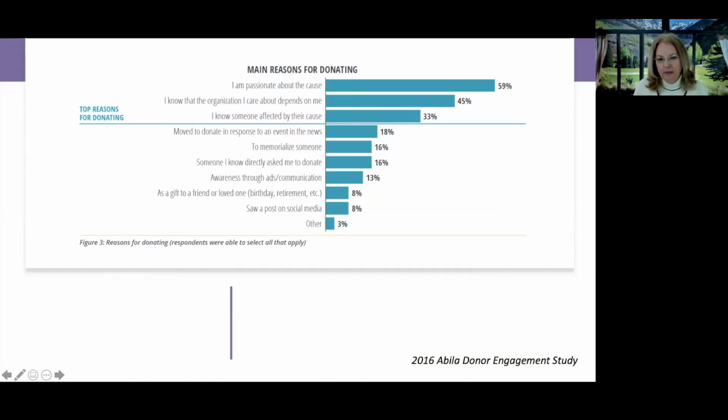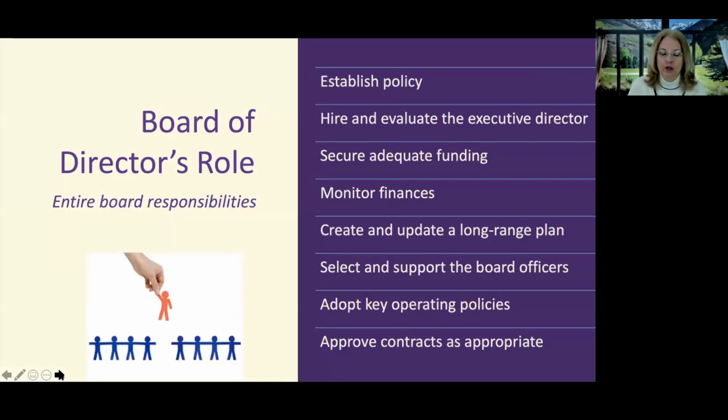59% of the people say that they're passionate about the cause. 45% say they know the organization depends on them. And then 33% said they know someone affected by the cause. And then it moves down into these others. They were moved to donate by something in the news, to memorialize somebody, somebody I know directly asked me to donate, awareness through ads, as a gift to a friend or loved one, saw a post on social media, and then other responses. So just keep that in mind as you look at what are the important positions to hire someone, or to be sure that you have a volunteer or someone on the board.